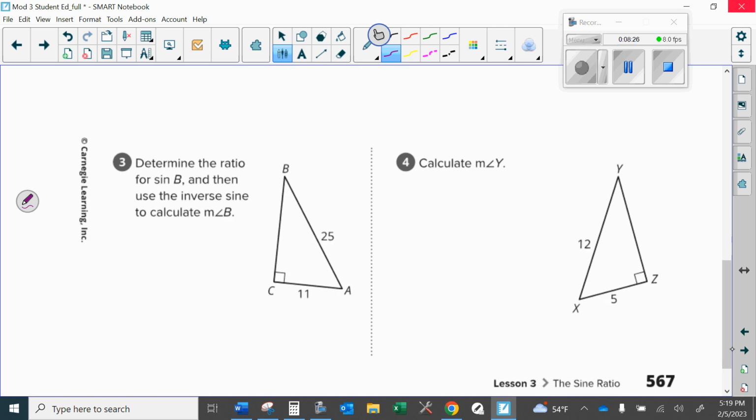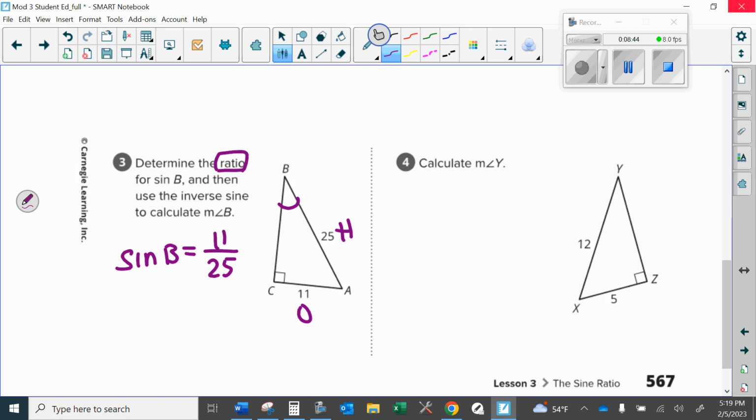Determine the ratio. Remember, that means a fraction for sine of B. So there's our reference angle. So the sine of B equals, I want a ratio or a fraction, and I just stop right there. Opposite over hypotenuse, 11/25. Very simple.